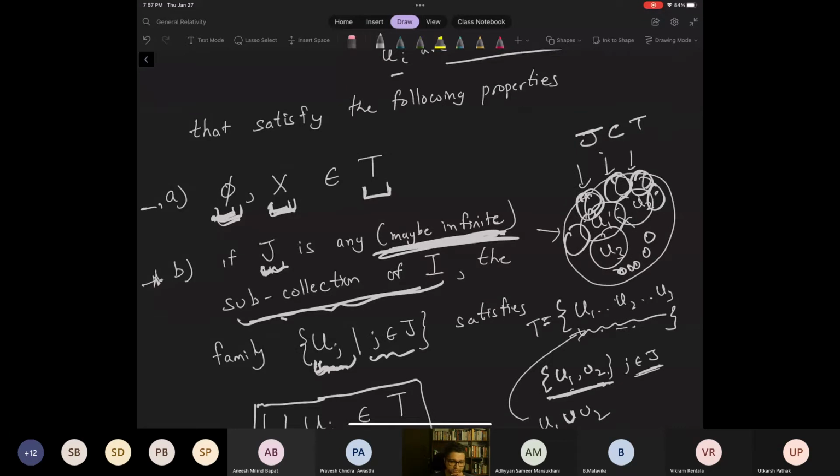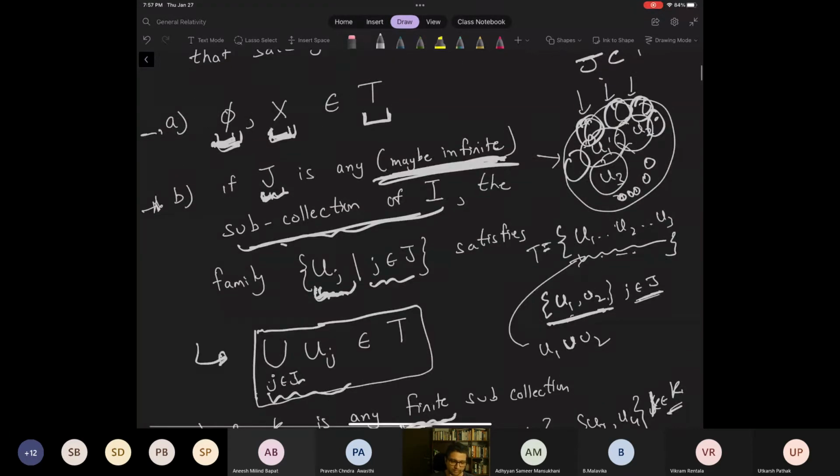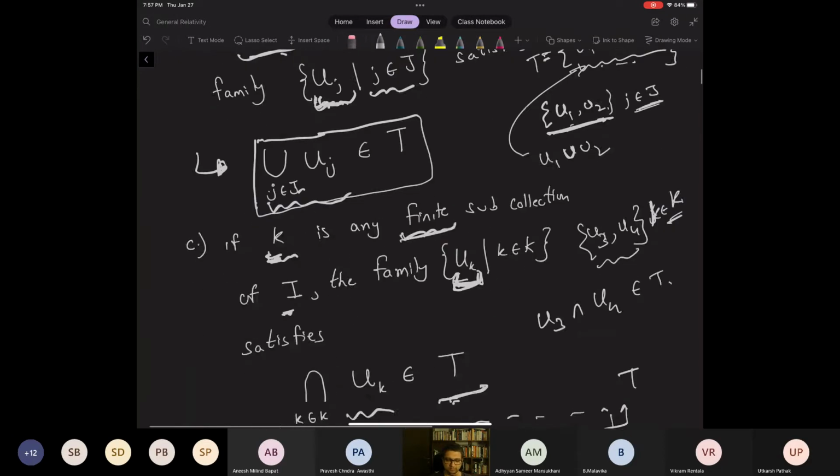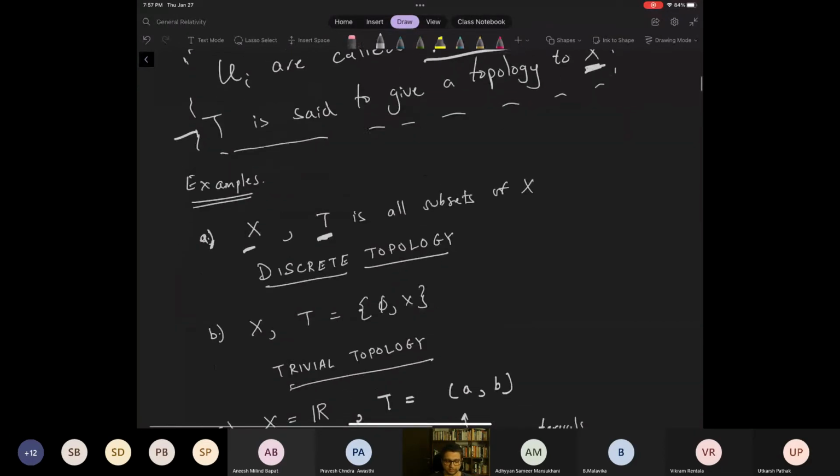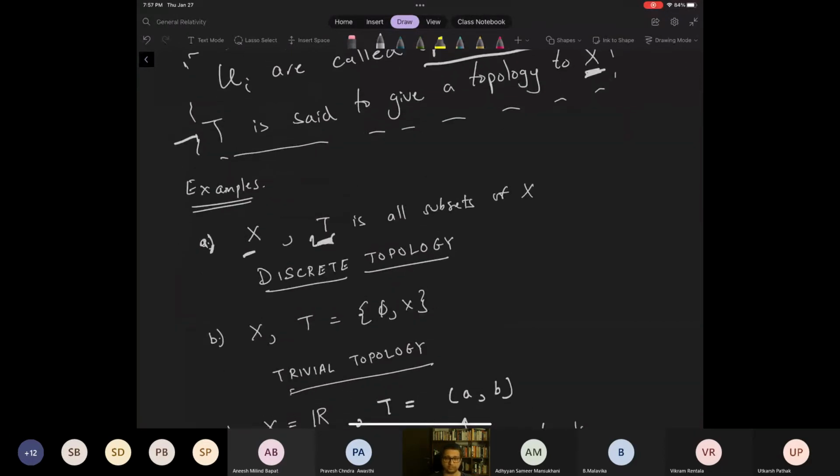Phi and X belong to T. Okay, then this property is also satisfied, because if I take any subcollection of subsets and take their union, the union also belongs to T, because T contains all subsets of X. Then if I take the intersection of any subsets of T, that will also belong to T, because T contains all the subsets.